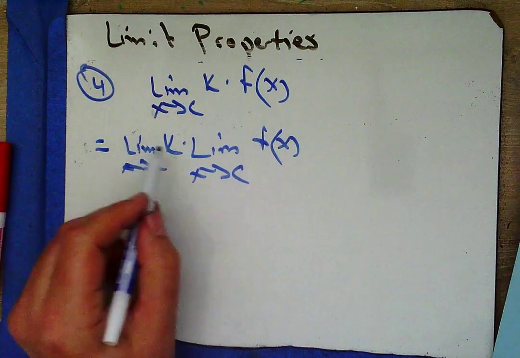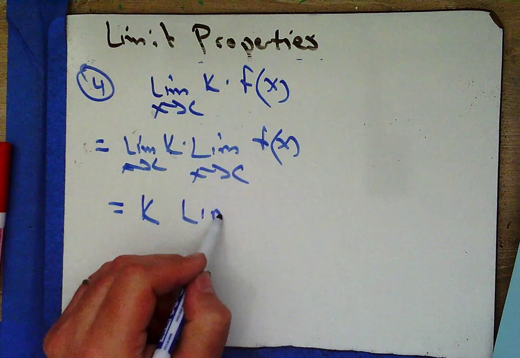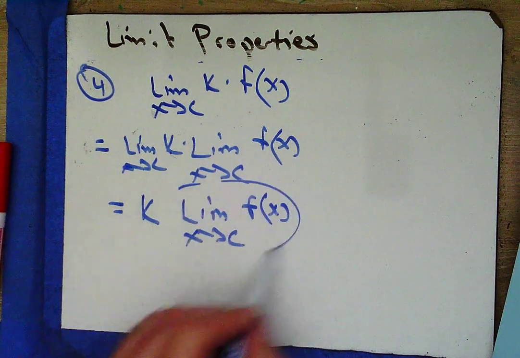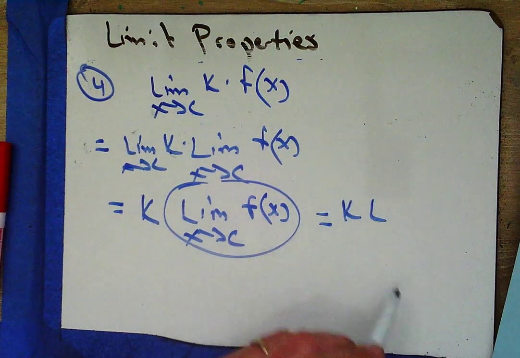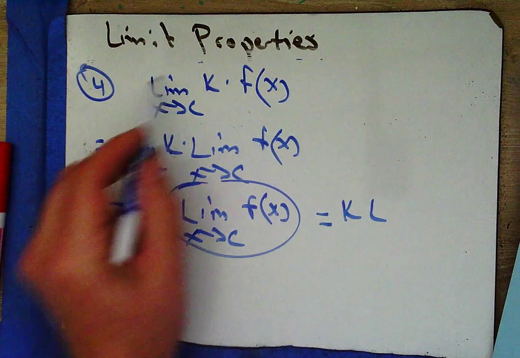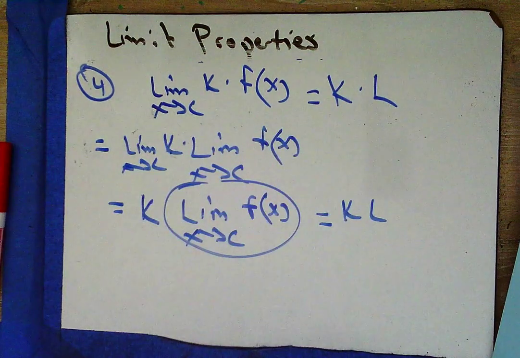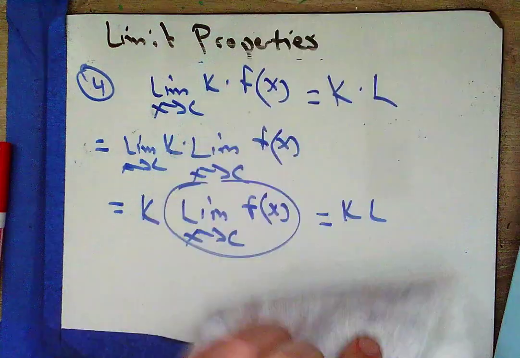Now, what did we say the limit of a constant was? We said it was the constant times the limit as x approaches c of f of x. And we know that this is equal to L. So I've got k times L. This is equal to k times L. Okay, so that's a constant multiple.